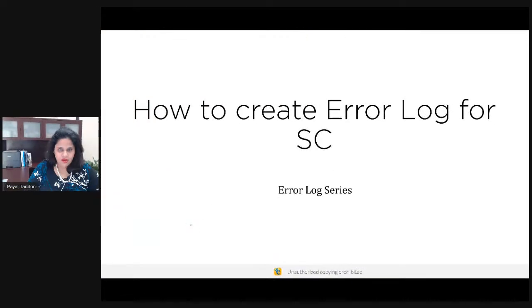So we are going to talk about how you create an error log for sentence correction. Now, before I go into my presentation, I would want to understand from you, first of all, what is the purpose of an error log? Tell me that. What is the purpose of an error log?